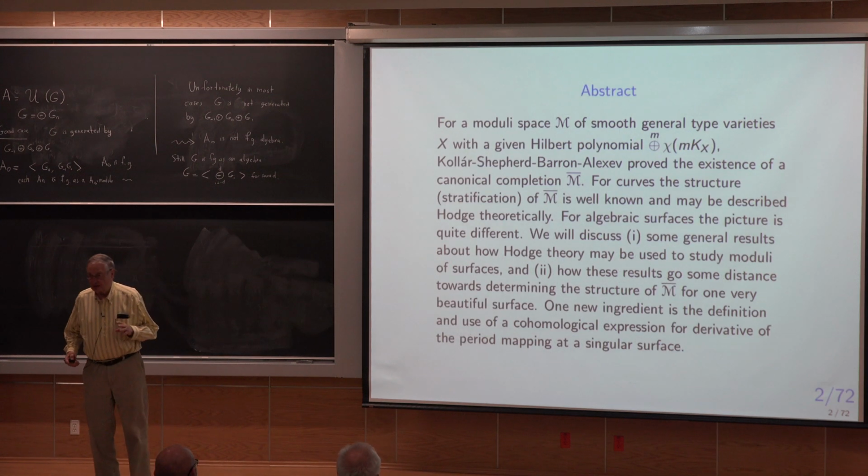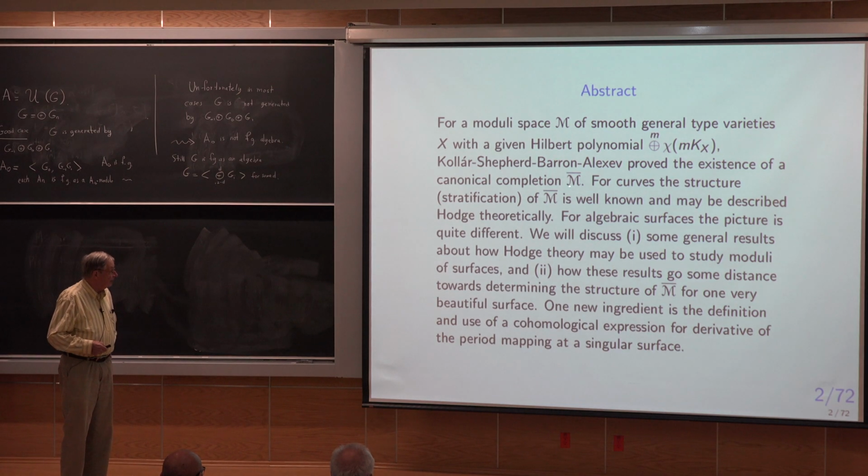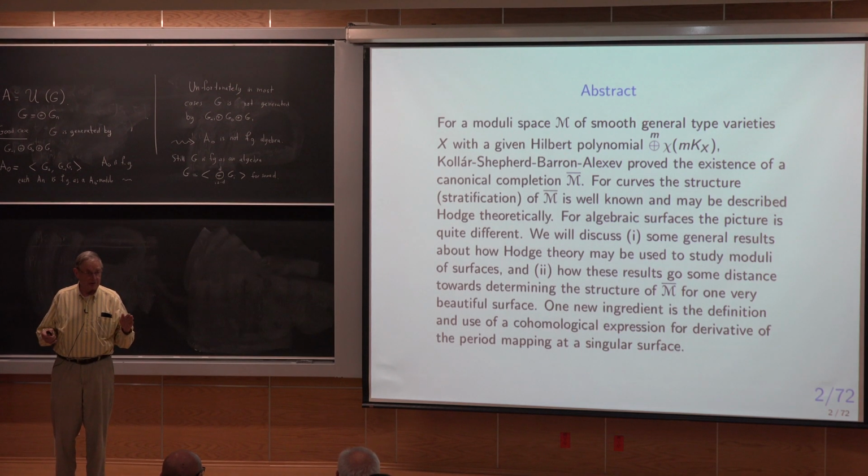Dealing with a question in algebraic geometry, specifically with moduli. The moduli space for algebraic varieties of general type was shown to exist some years ago by Kollár, Shepherd-Barron, and Alexeev. For algebraic curves, this is a very classical story, going back, well, beginning with Riemann, but especially beginning with Mumford and others in the 60s.